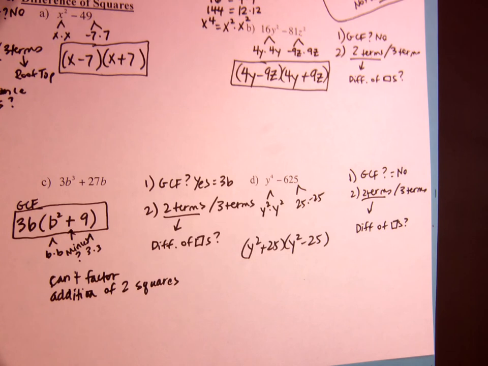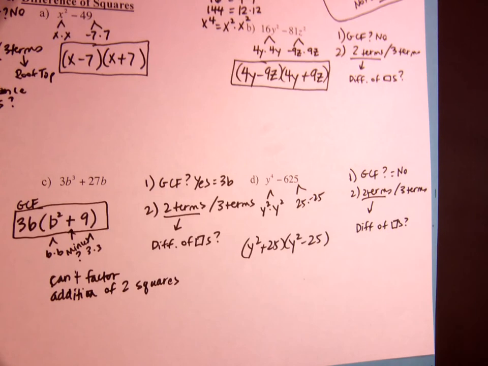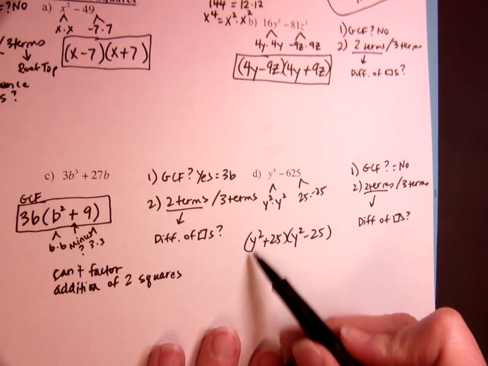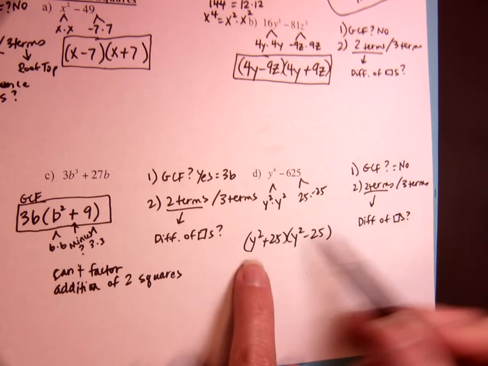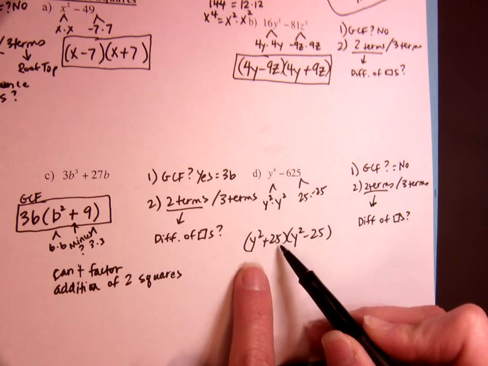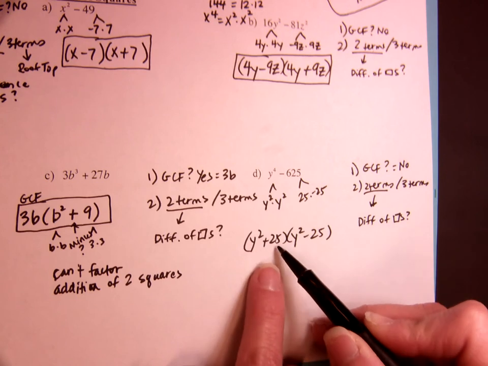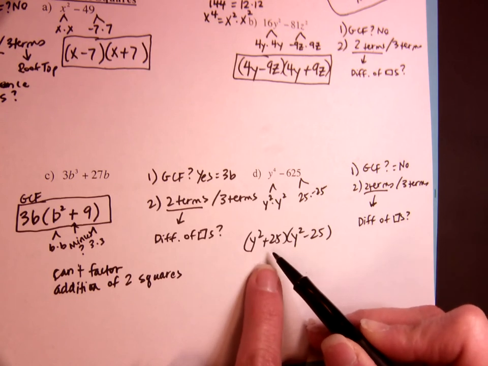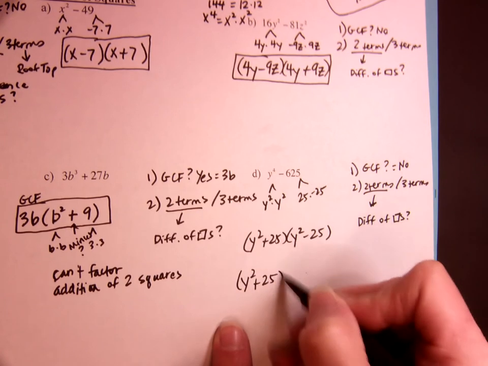Because this one ends up with an answer that has a squared, we need to see if it can factor any farther, okay? So this y squared plus 25, it has 2 terms. Is it the difference of squares? No. Yes, it has perfect squares. Is it a difference? No. Because it's an addition, we can't do that one. So this one just comes down y squared plus 25, okay?